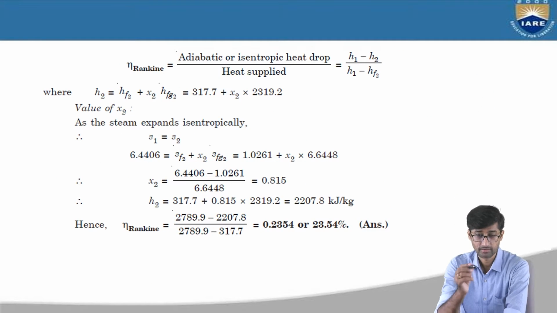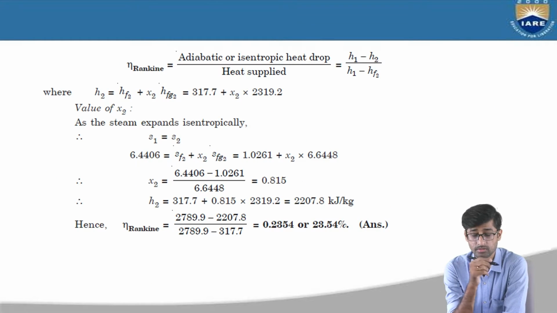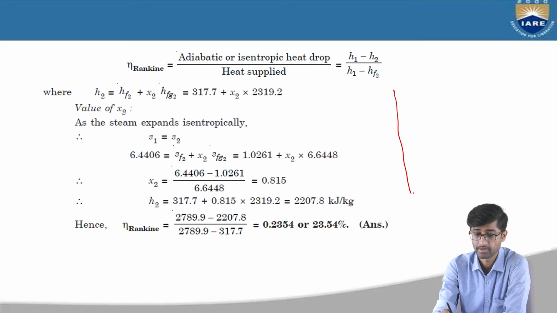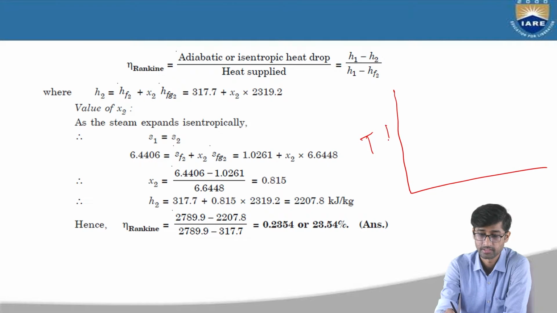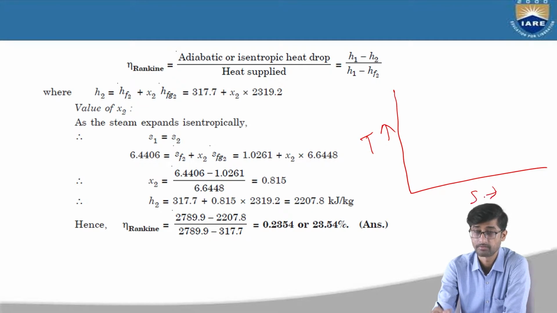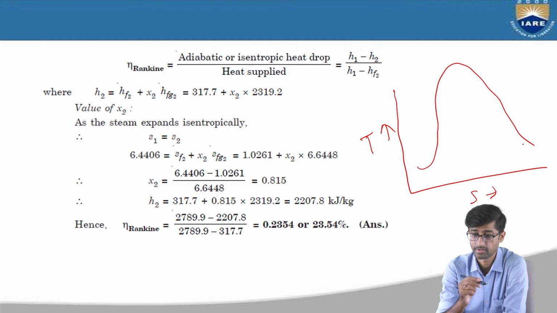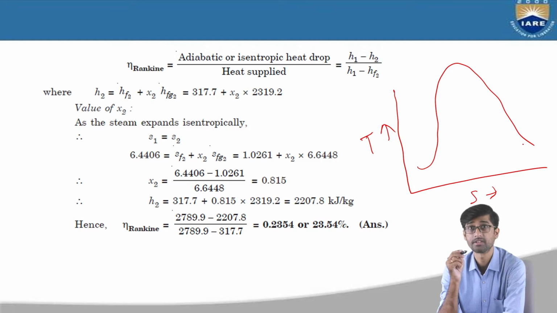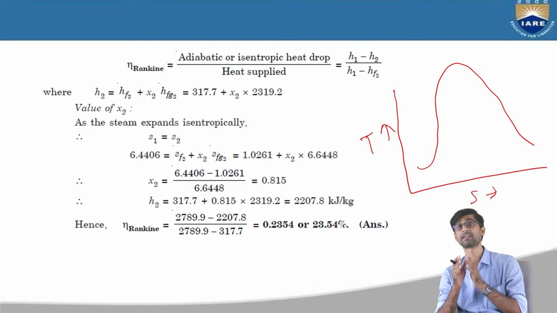Now to find out the efficiency of Rankine cycle, we should know the temperature entropy diagram of a Rankine cycle. This is very important, right? First, we have to draw the temperature entropy diagram for Rankine cycle. Already we have discussed the temperature entropy diagram. If you see, the initial condition of steam is given dry and saturated, right?